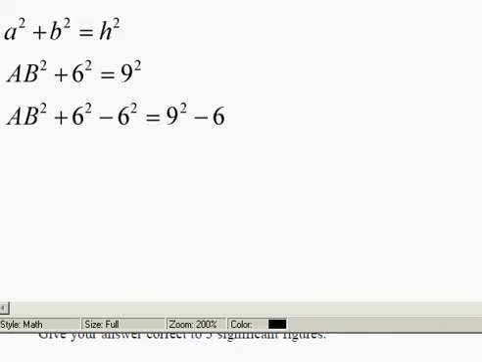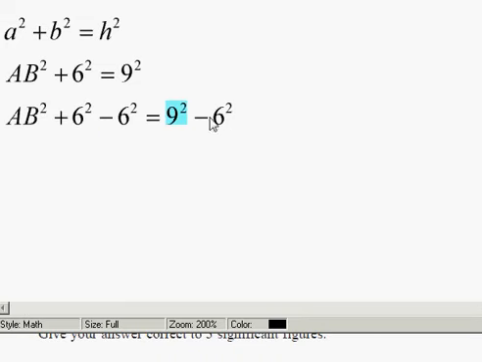minus 6 squared. And the reason why I'm doing minus 6 squared here is to keep everything equal. Basically, this expression here, AB squared plus 6 squared, equals this expression here, 9 squared. So to keep the two expressions equal, first of all, I take away 6 squared because I want to get AB by itself. I want to get AB equals and then the number. And so I'm doing the inverse, which is maths for opposite, using the inverse method. The inverse of plus 6 squared is minus 6 squared.